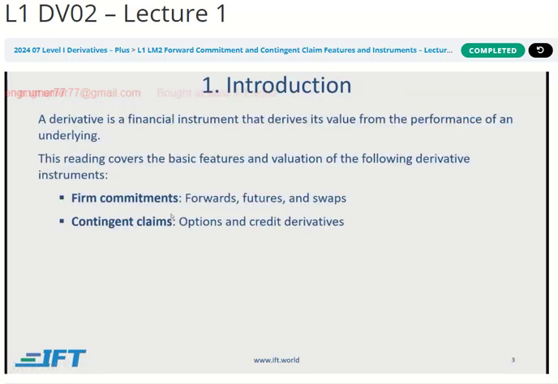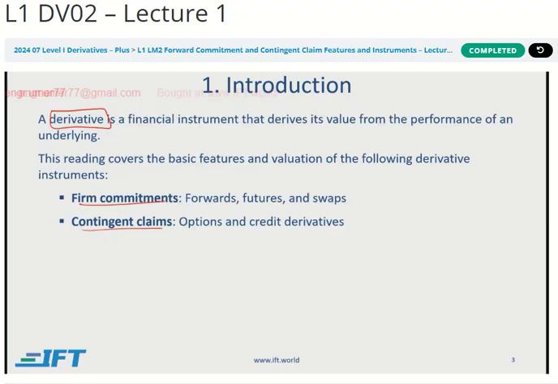As we discussed in the videos for the previous learning module, which is the first learning module of Level 1 derivatives, we're going to get into more detail about the difference between firm commitments and contingent claims. There are two types of derivatives. One is firm commitment, the other one is a contingent claim.